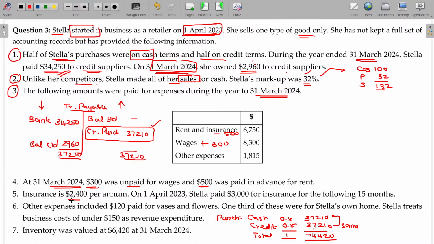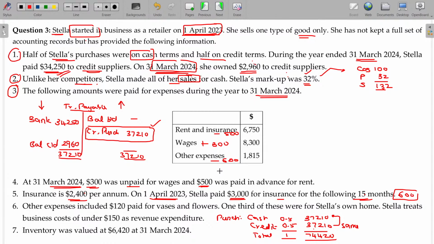And insurance is 2,400 per annum. On 1st April 2023, she paid 3,000 for insurance for the following 15 months. See, per annum 2,400, but she paid 3,000 rupees for 15 months. So the excess payment of 600 will be considered as an advance payment, or payment in advance. That can be subtracted from the value. This is advance.